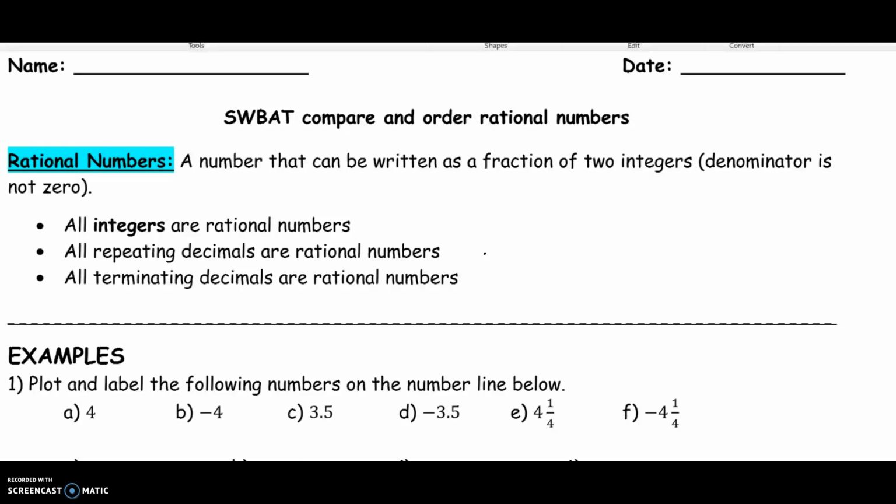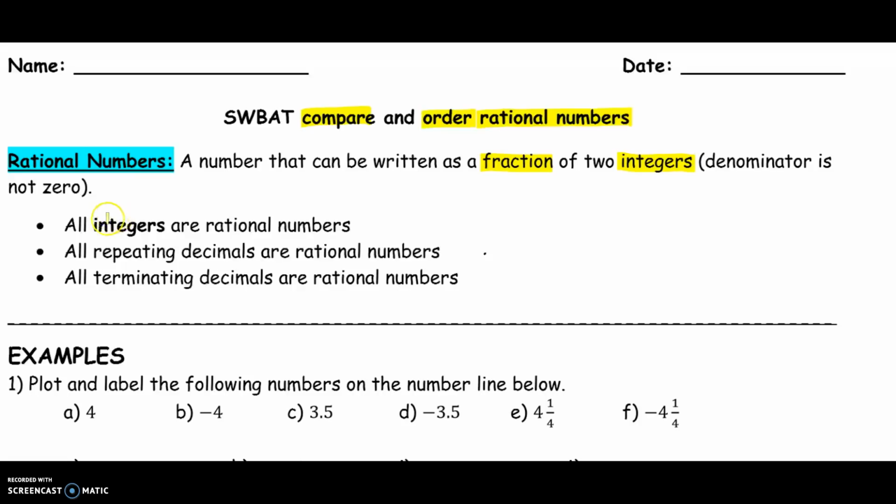Hi everyone. Today we are going to be comparing and ordering rational numbers. Let's start by defining rational numbers. A rational number is a number that can be written as a fraction of two integers, as long as the denominator is not 0. Remember that integers are positive and negative whole numbers, like 1, 2, 3, 4, 5, and so on, and the negatives, -1, -2, -3, and so on.